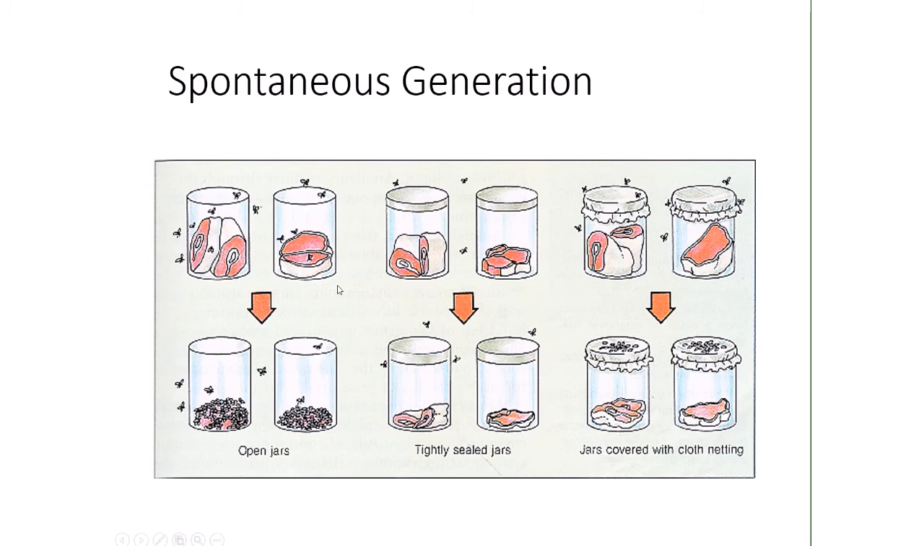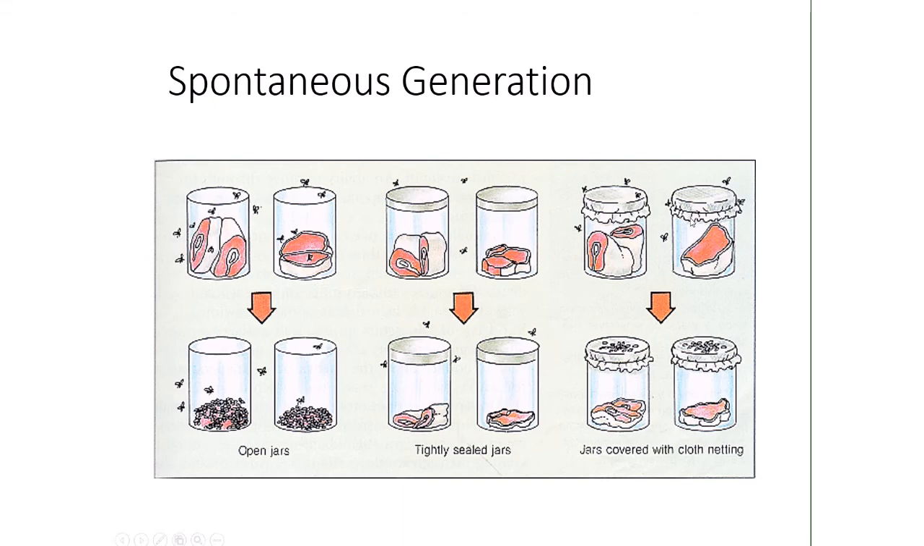So this is what he did. He had open jars. He put some meat in them, and he did not cover the jars. He then put the same meat into some jars that had been tightly sealed, and then he had a third group, where there are jars with cloth netting on top, so the flies cannot go in, but they can still smell the meat, for example.